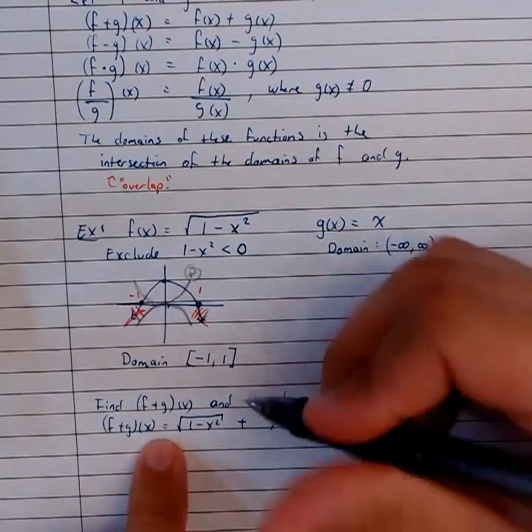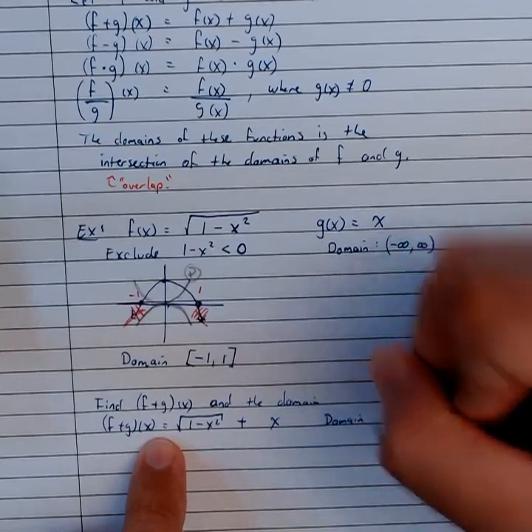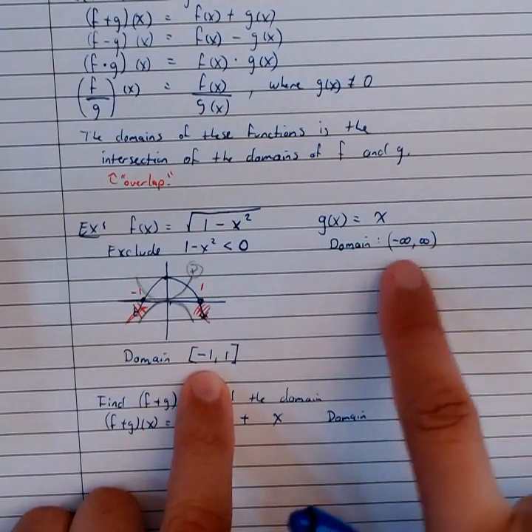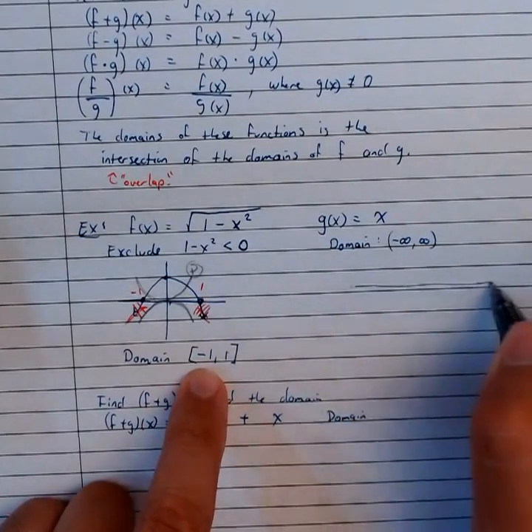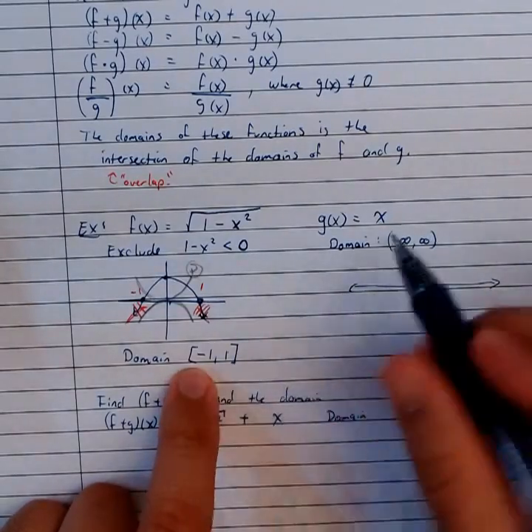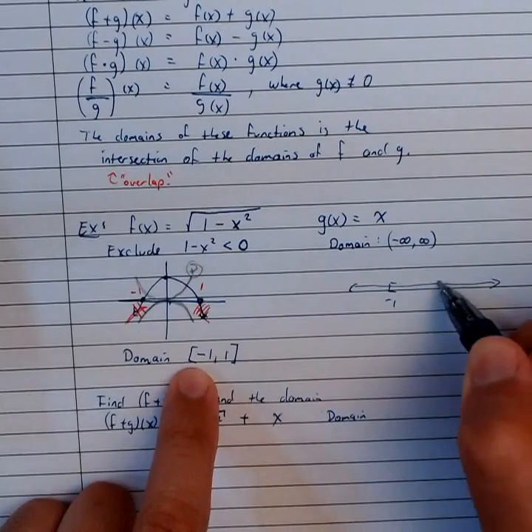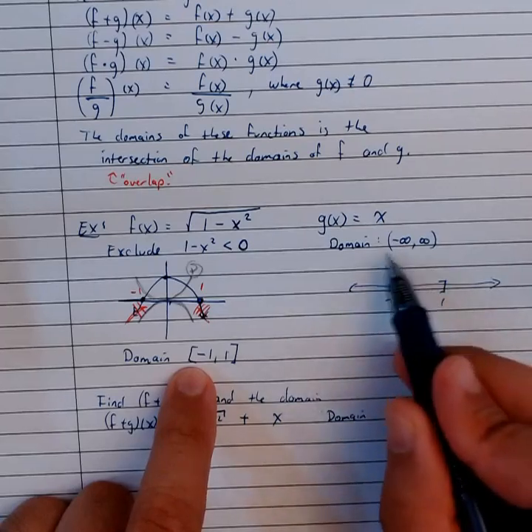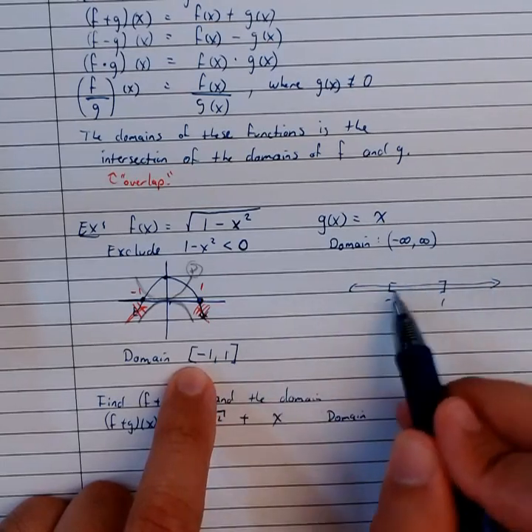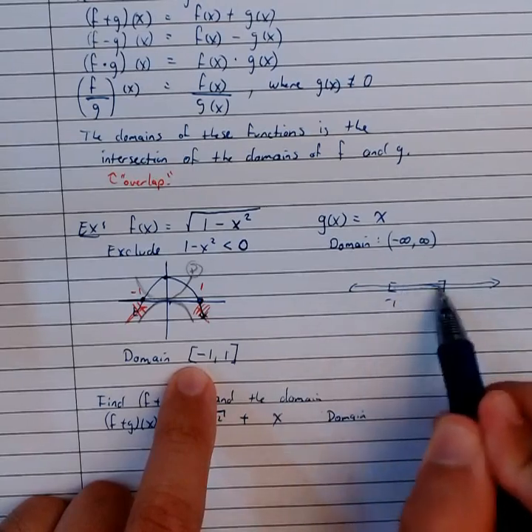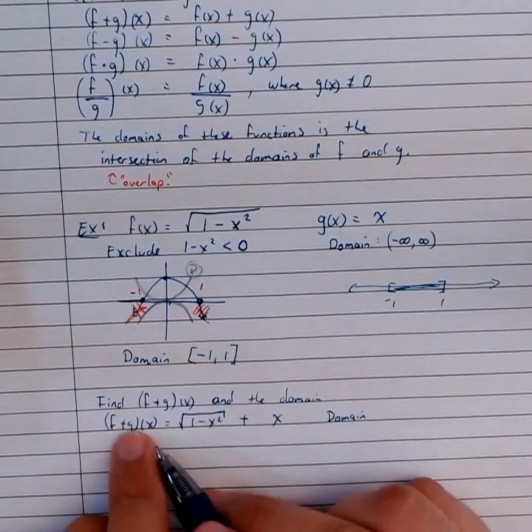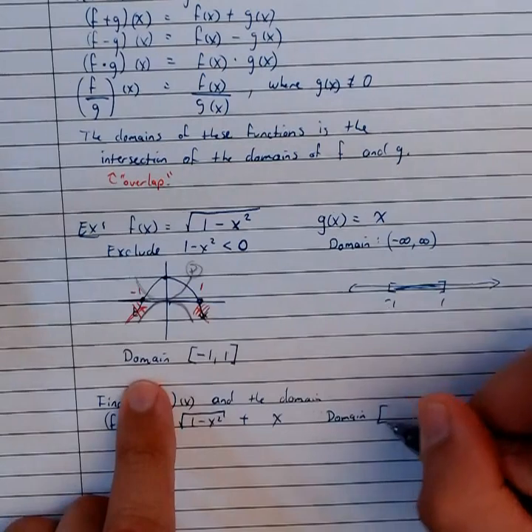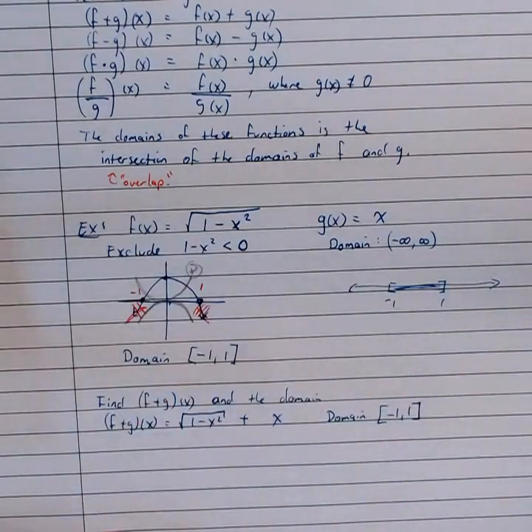And now, to find the domain, we want to find the overlap between these 2 domains. Well, this is all real numbers. So if I visualize that, that's the entire number line. And here, this is the numbers between minus 1 and 1. So where do those overlap? Well, between minus 1 and 1. After all, this is the whole number line. This is just a little piece. So where do they overlap? On that little piece. So here the domain of f plus g of x is the same as the domain of the function f. It's from minus 1 to 1.